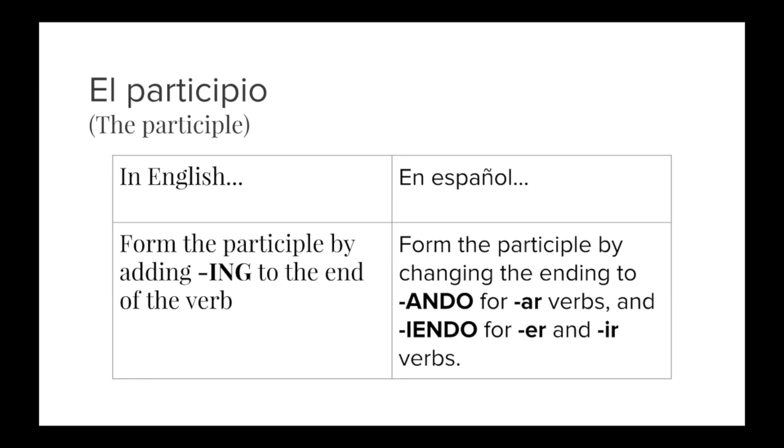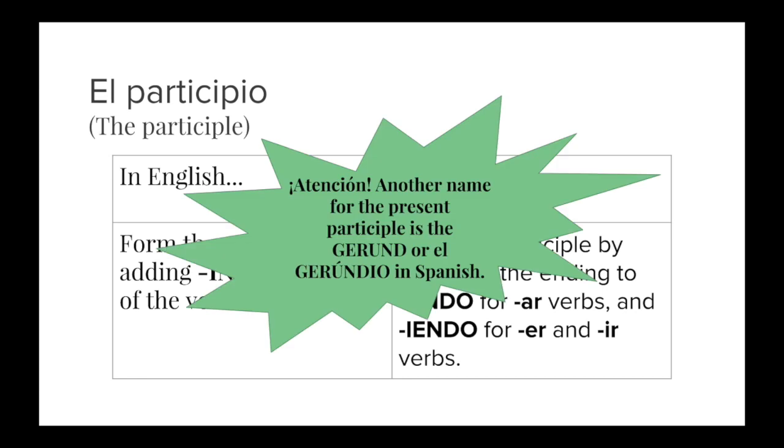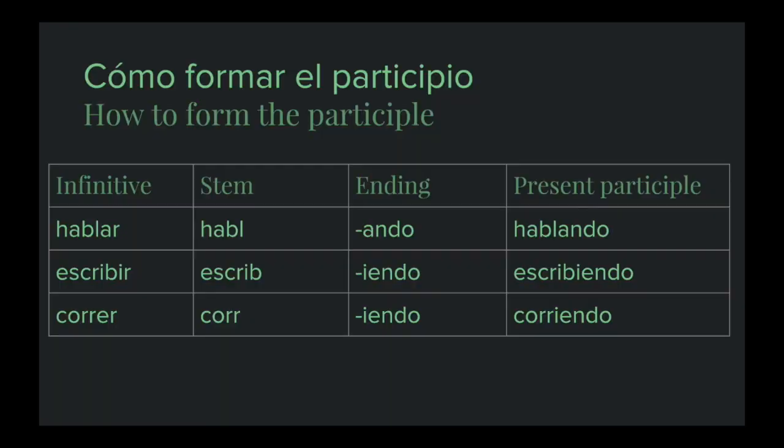The second part of the present progressive is figuring out the present participle. In English, the participle is formed by adding ing to the end of the verb. In Spanish, they form the participle by adding ando to the end of AR verbs and yendo for ER or IR verbs. Another name for the present participle is also the gerund, or el gerundio in Español. So now let's look at how to form this present participle or the gerund.